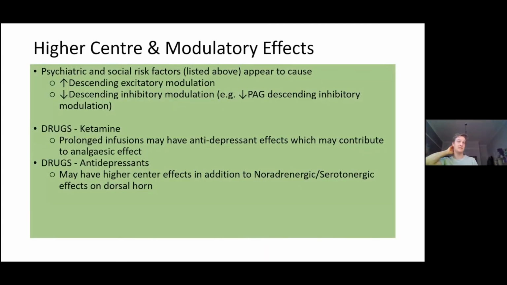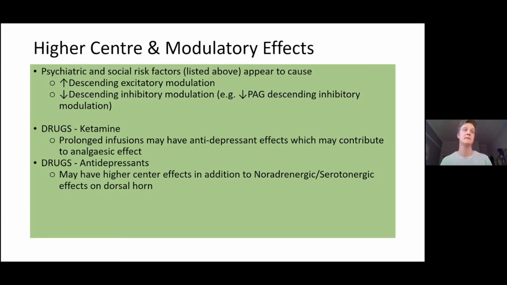Then we get to the higher center effects. You'll note that I've got much less detail here because even less is understood about this part of the transition from acute to chronic pain. So there seems to be an association that certain psychiatric and social risk factors, which you've discussed earlier in your answer, tend to result in an increase in descending excitatory modulation and a decrease in descending inhibitory modulation. And that's probably often relating to the PAG.